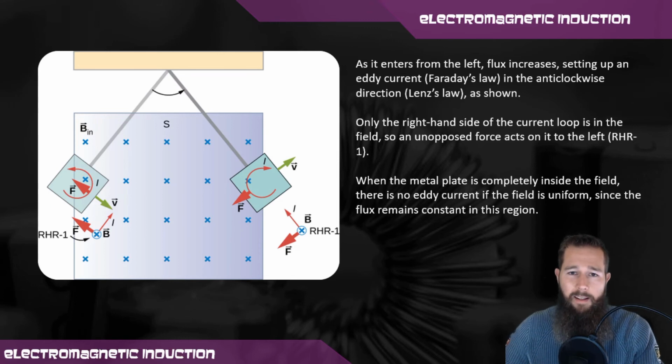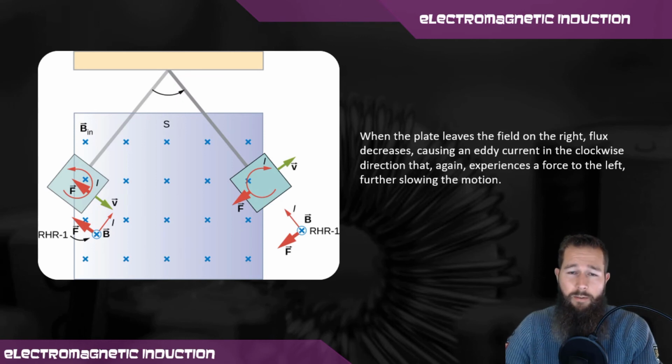When the plate is completely inside the field and the field is uniform, there's no changing flux, so there is no eddy current induced. Now we can look at the similar situation when the plate exits the field. In this situation, it'll be the opposite effect. So the eddy current as it exits the field will just be on this left-hand side, and the force will be in opposite direction to the velocity, so again slowing it down. So this plate in this situation, due to the eddy currents, will slow down as it enters and exits the field.